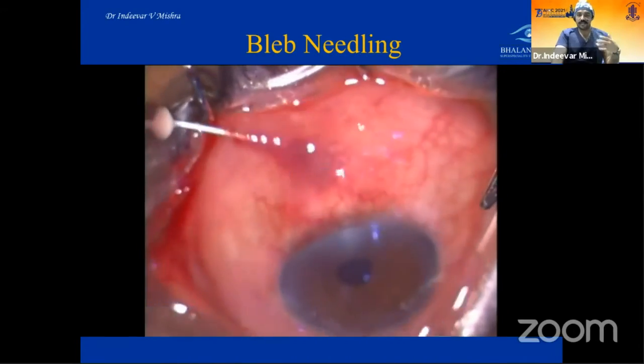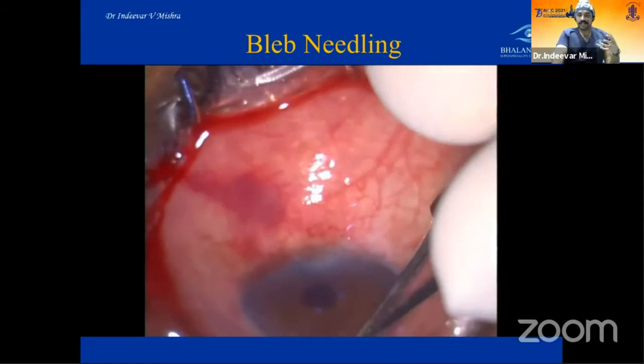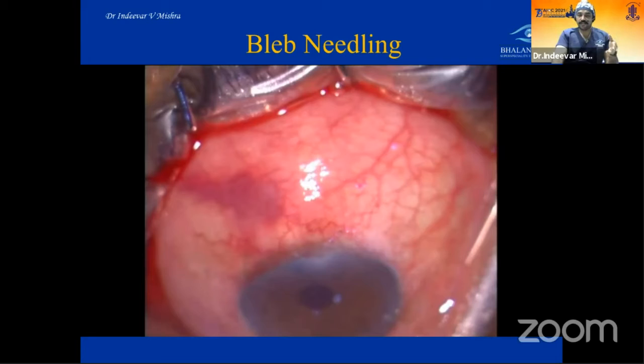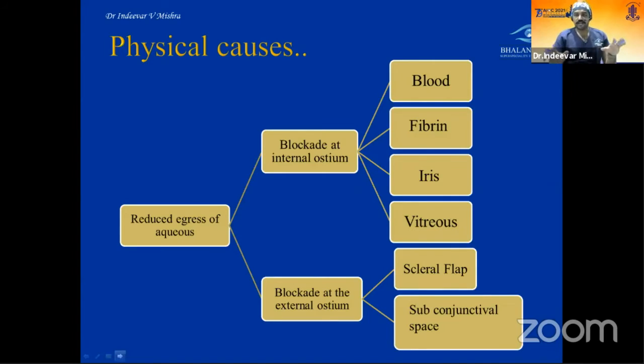Some surgeons become a little overzealous and they go into the anterior chamber. It depends upon the number of weeks that have passed and the amount of failure. Bleb needling, if done properly, once or twice. No, I would suggest only once with 5-fluorouracil in the post needling phase can work really well.